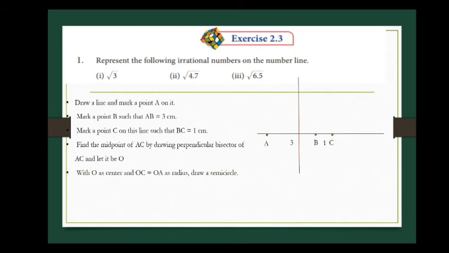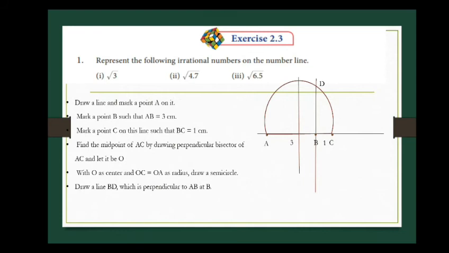Now with O as center and radius OA or OC, draw a semicircle. Sorry, here it is not looking exactly like a semicircle, but I have tried to draw one. You have to draw correctly. So we have drawn a semicircle. Now after this, with B as the base point, draw a perpendicular line like this. This line intersects the semicircle at a point. Mark this point as D.